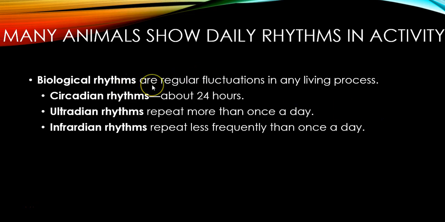So biological rhythms are regular fluctuations that happen in any living process. The circadian rhythms, as we talked about, cycle about once every 24 hours. But there are ultradian rhythms that repeat more than once a day, rhythms that go through the entire cycle more than once a day, something like your blood circulating through your body. Or infradian rhythms, which repeat less frequently than once a day. Again, they're on a cycle, but less than once every 24 hours. This might be something like the menstrual cycle.